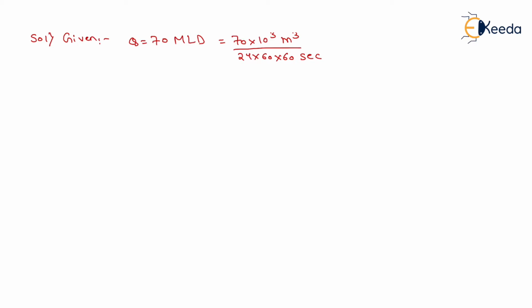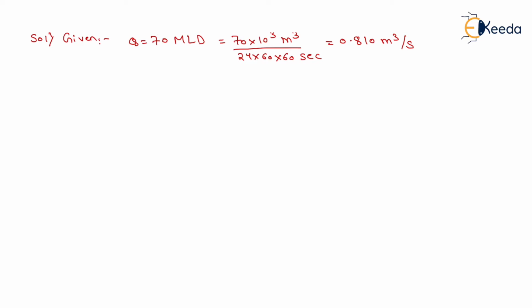What will be the value? It will be equal to 70 into 10 to the power 3 divided by 24 divided by 3600. It will be equivalent to 0.810 meter cube per second. That is the discharge which is given in the question.